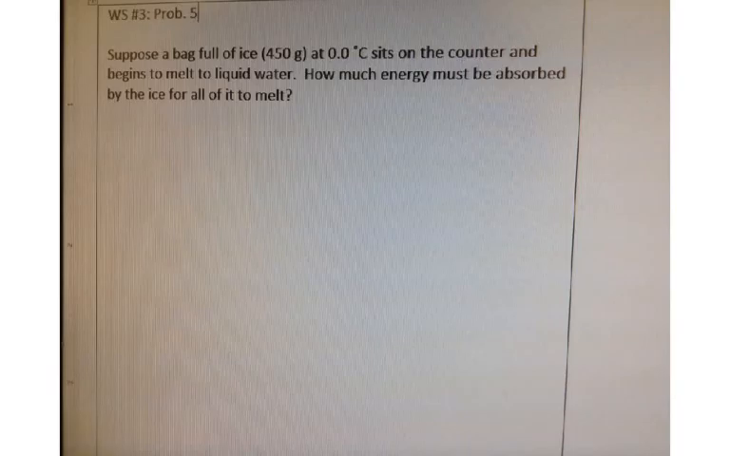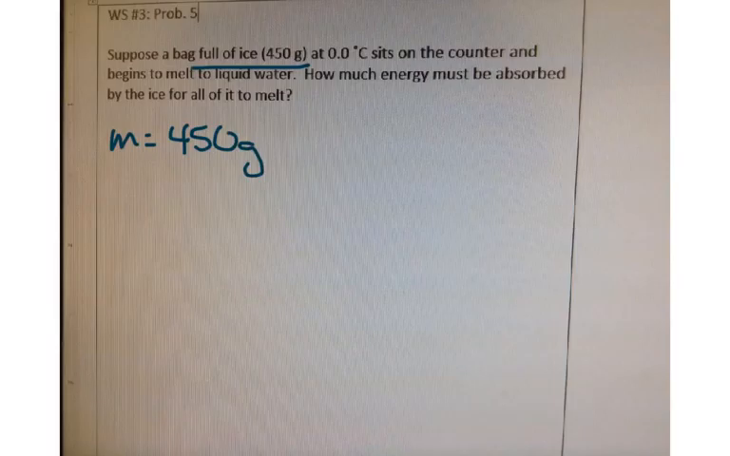Okay, so now what we're going to do is worksheet 3, problem number 5. So reading this, I know that I have a full bag of ice, which is 450 grams. And as soon as I see that, once again, I know that mass is 450 grams. It gives me something about 0 degrees Celsius, but I quickly scan it and I don't see any other temperatures, so I don't know if I'm going to use that or not. But I'm going to label that as my temperature.